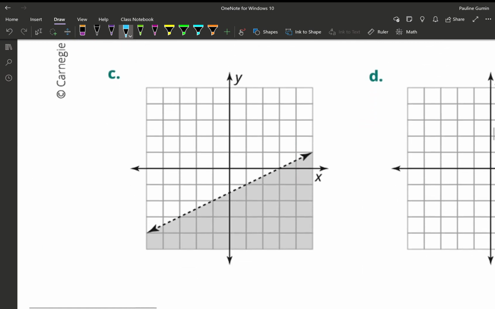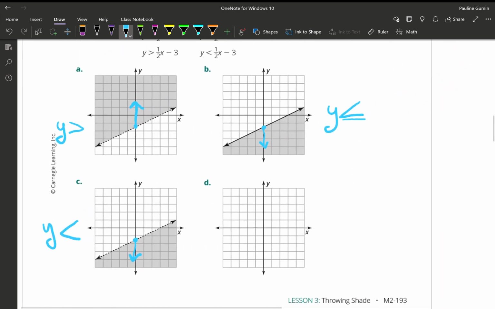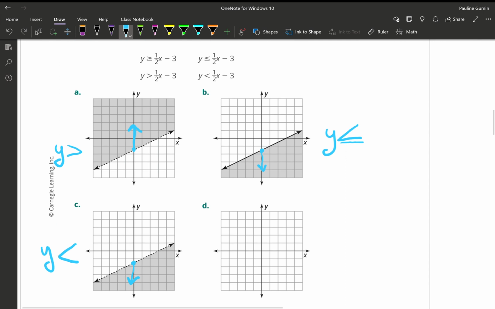Letter C. Okay, I have a dotted line, a dashed line. That means my symbol won't have a solid line underneath it. Cool. Now let's decide whether it's greater than or less than. Let's put a dot on our y-intercept and point an arrow towards the shaded area. Down. Y is less than. I don't know why I'm having such trouble drawing today. There we go. Okay.